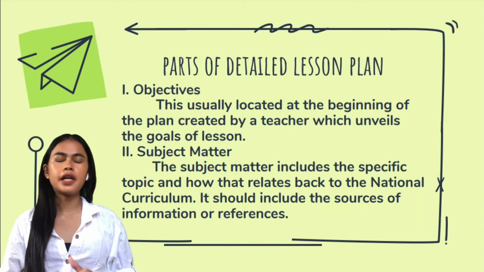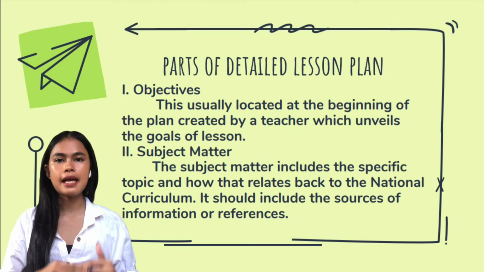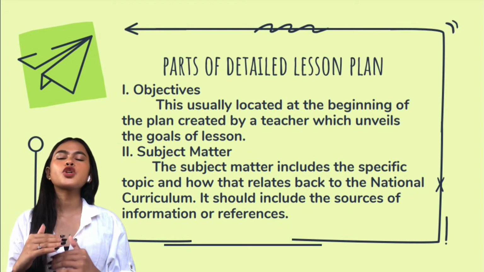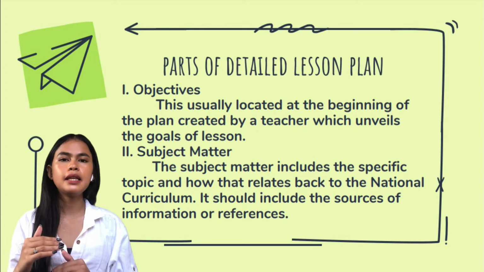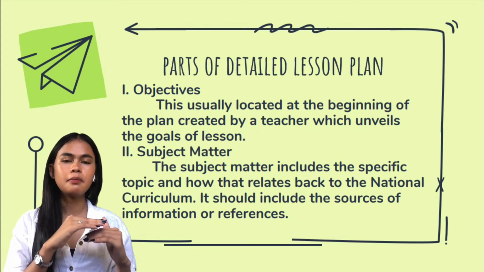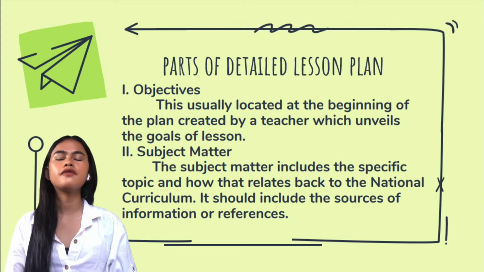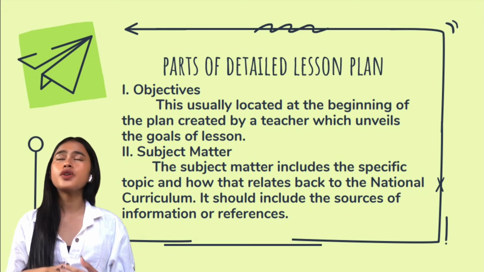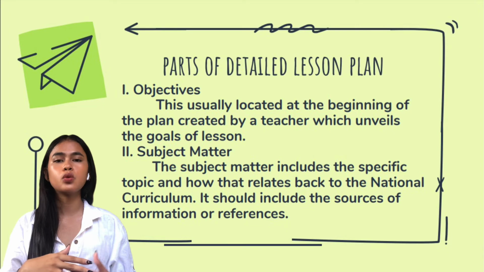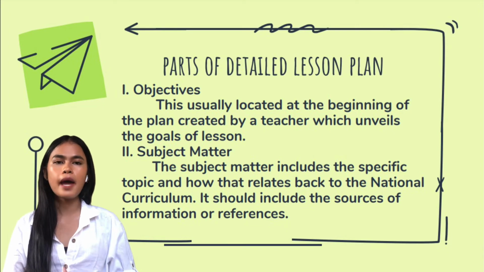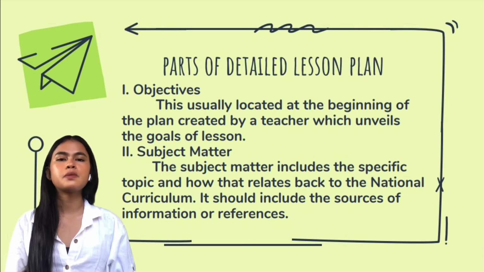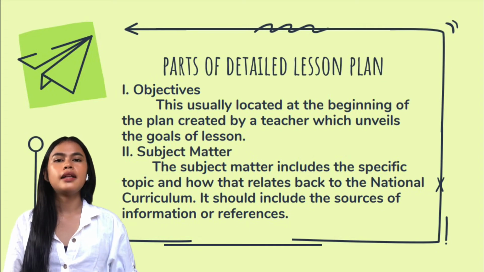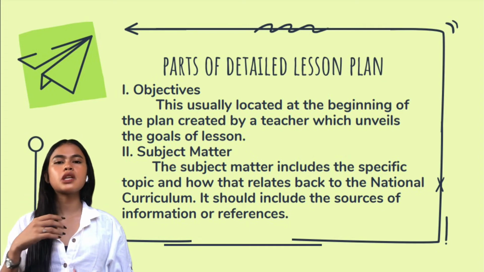The first part of the detailed lesson plan is the objective. This is usually located at the beginning of the plan created by the teacher, which unveils the goal of the lesson. This is also a guide on what students must expect or learn on a specific topic during and after the discussion. And the next part is the subject matter.